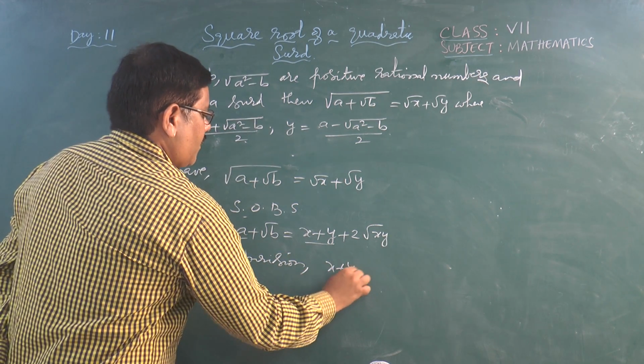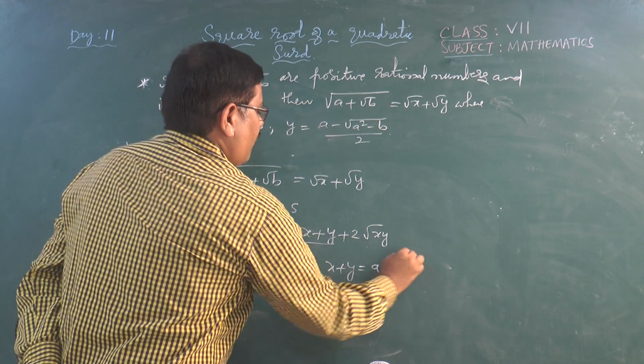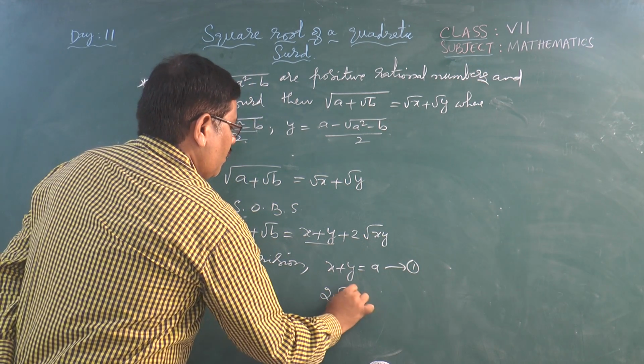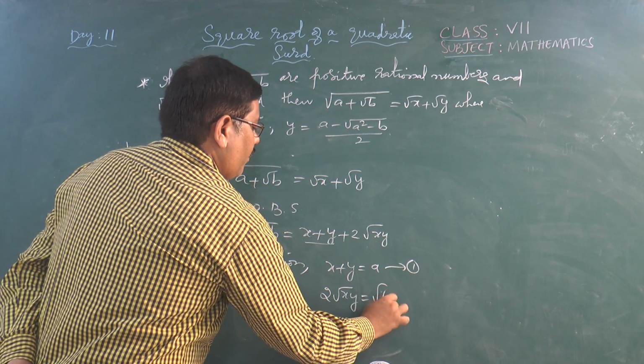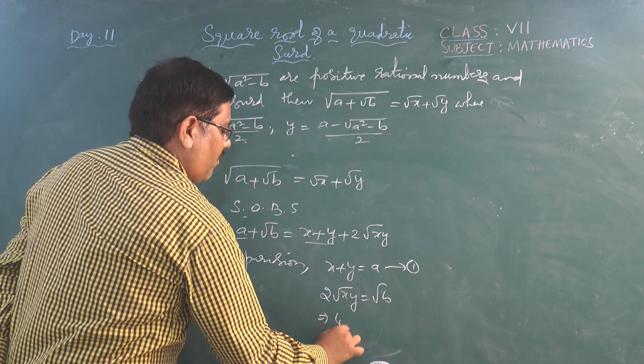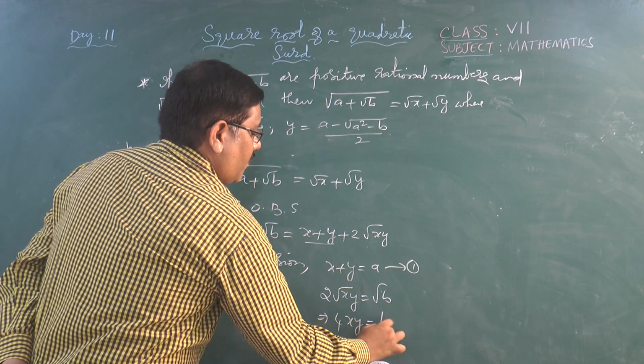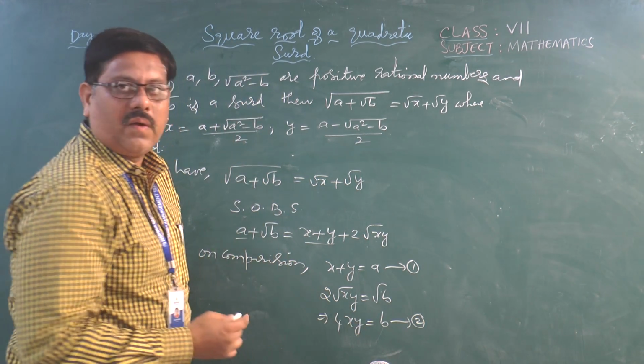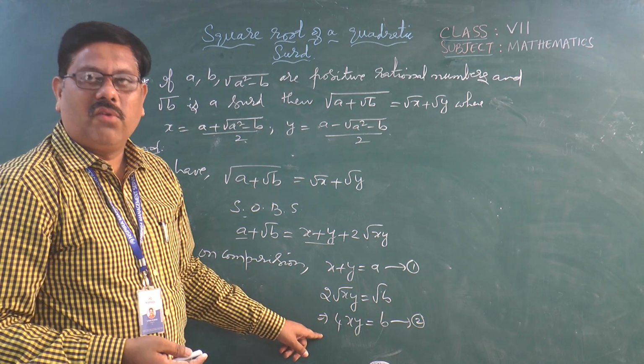x plus y is equal to a. Let us take it as condition number 1, and we have 2 root xy is equal to root b. Again I square it on both sides to remove the roots, then I have 4 times xy equal to b, that is condition number 2. Okay, now we have x plus y and 4xy.